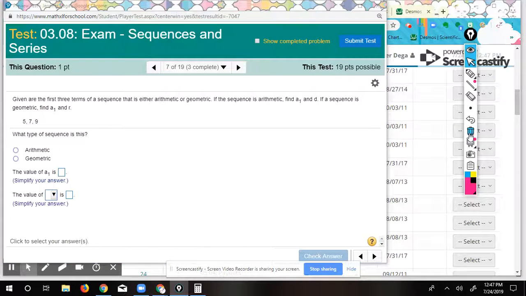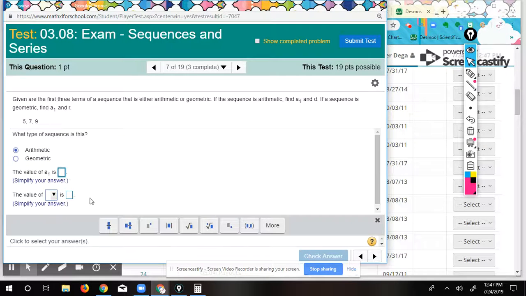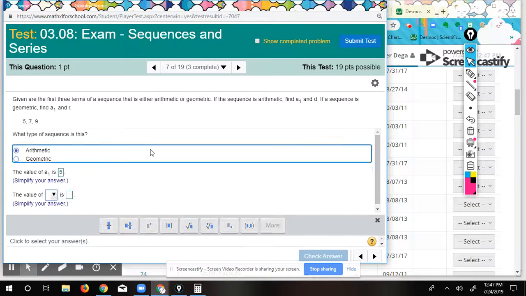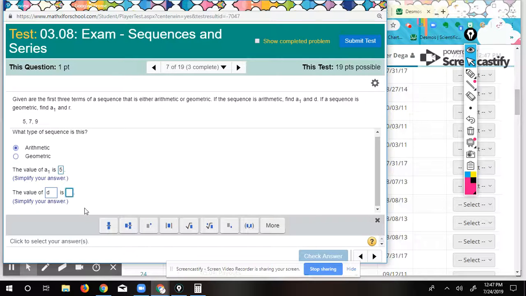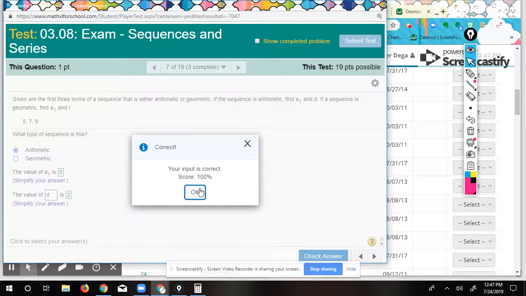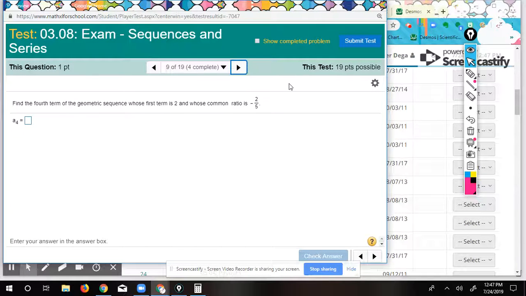Okay, so now we're on number 7. What type of sequence is this? This is going up very slowly, so I'm going to say it's arithmetic. The first value of this sequence is 5. Since it's arithmetic, it's going to have d, a common difference, and that's the way it's changing. It looks like our sequence is going up by 2 every time. Yay!